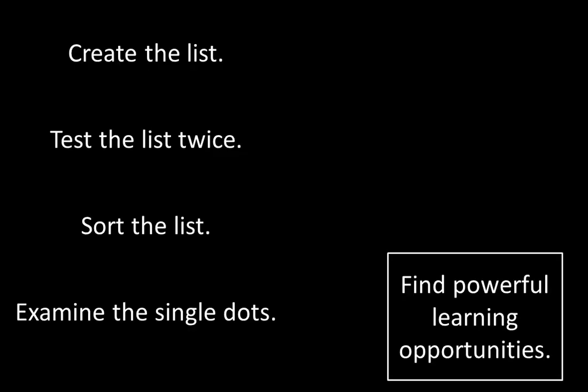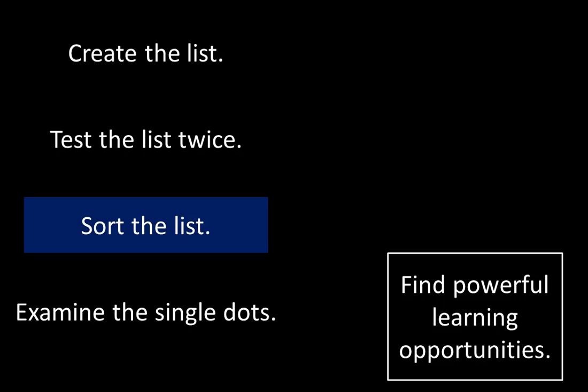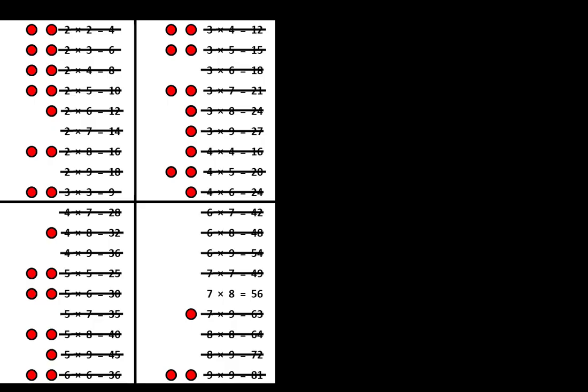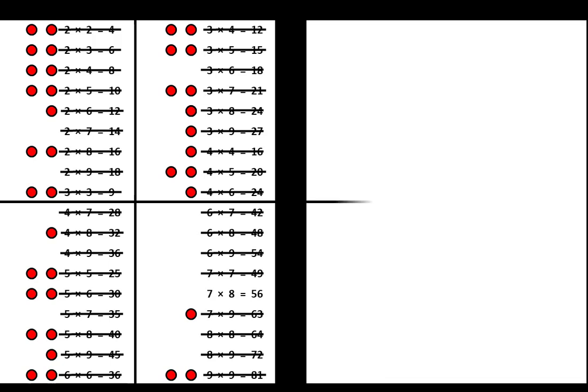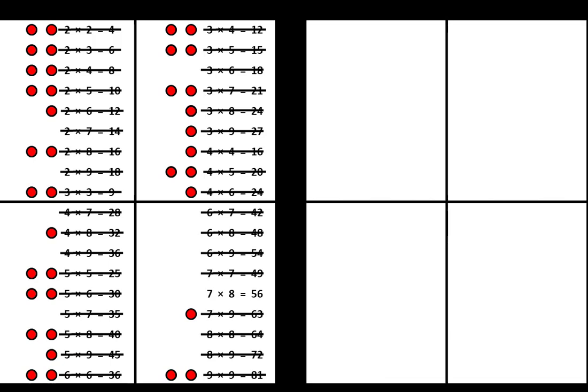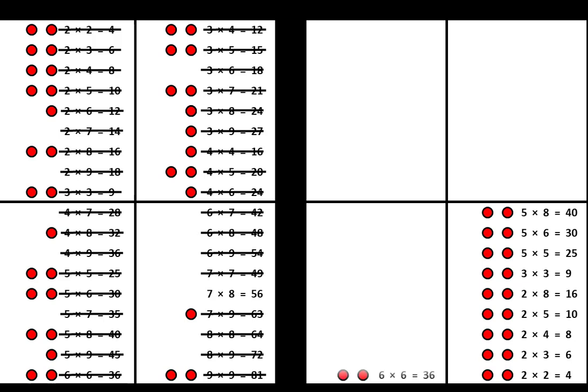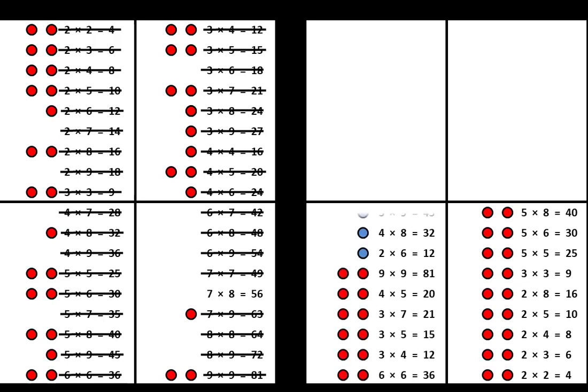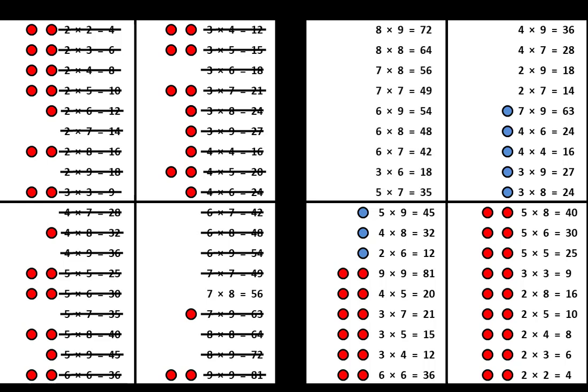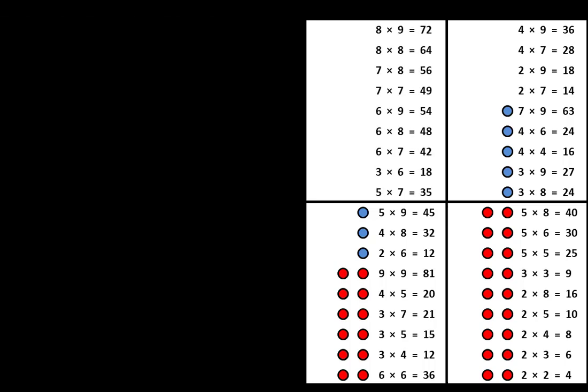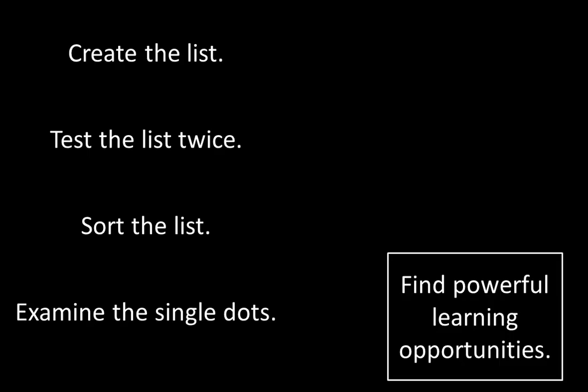Once the dots were finished, the third step was to sort the list. You did that on a separate piece of paper. You transfer the facts from this paper onto another sheet of paper. You wrote all of the equations with 2 dots, then all of the equations with 1 dot, then all of the equations with no dots. That completed the third step of sorting the list, which brought us to the 4th and 5th steps.